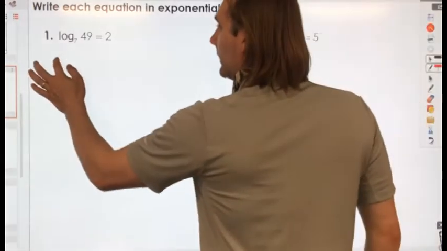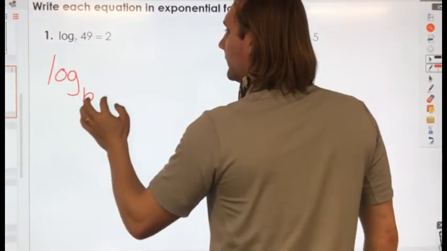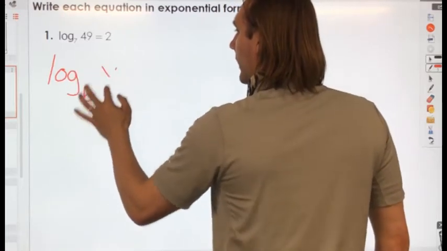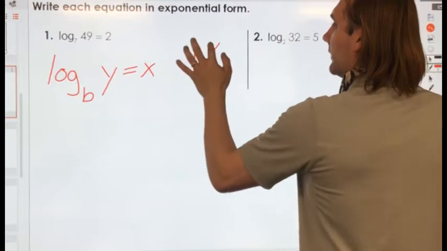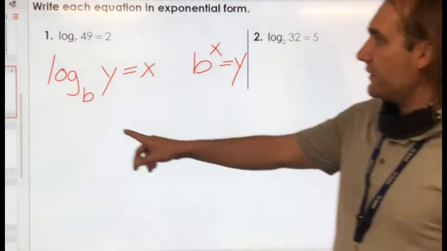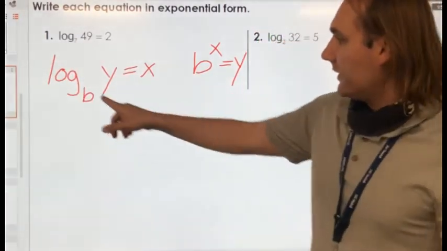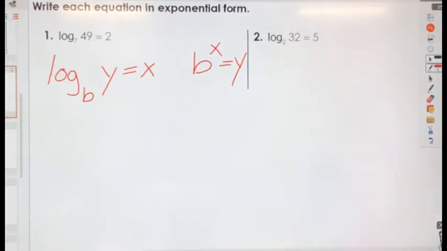So let me write the formula. It is log base b of y equals x, which means b to the x equals y. Now I think I just used different variables from before. I think this was a. Notice it's just interchangeable. I like to use b because it stands for base.